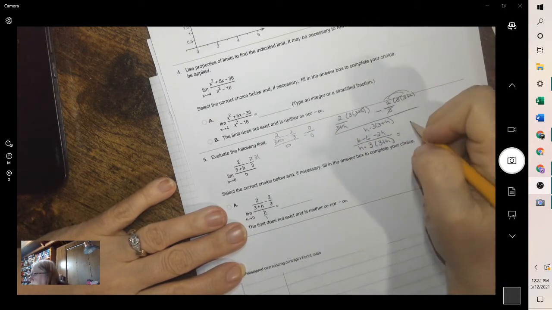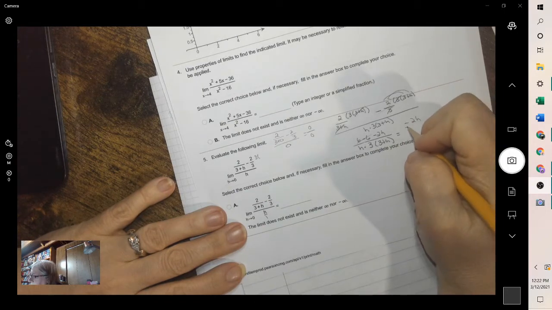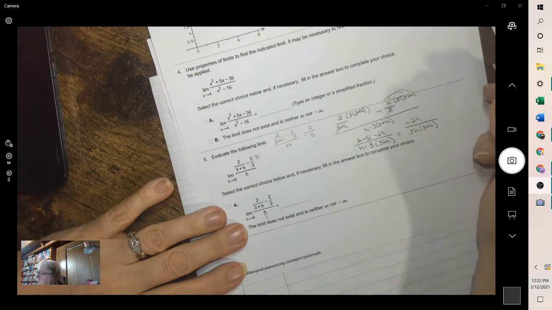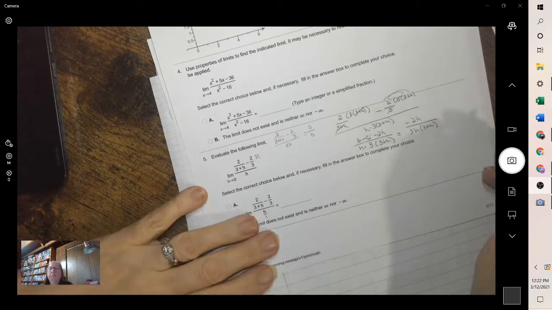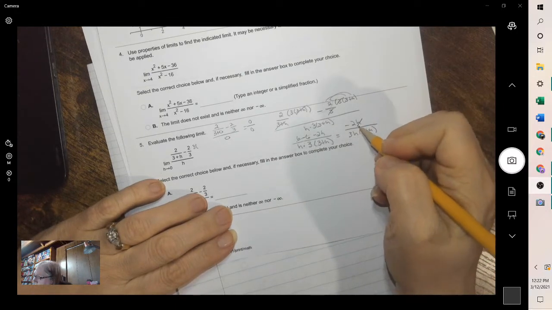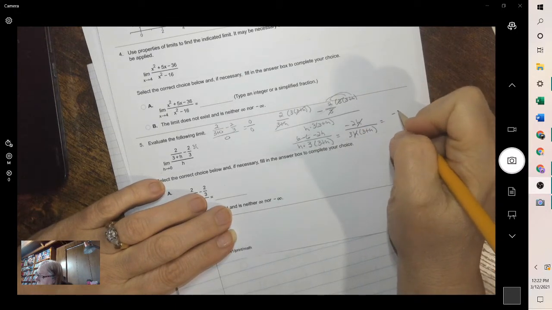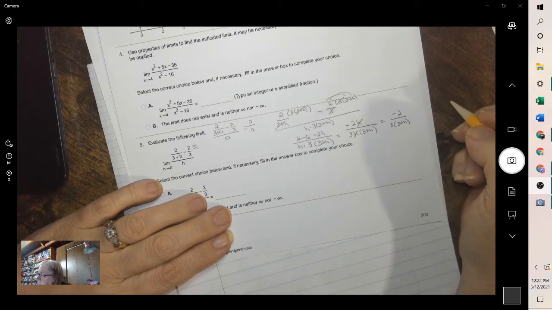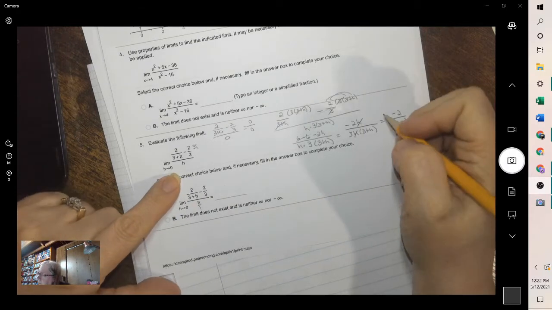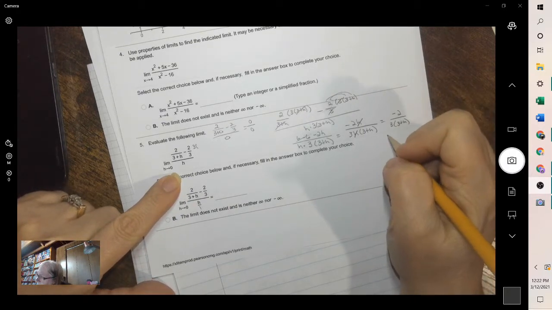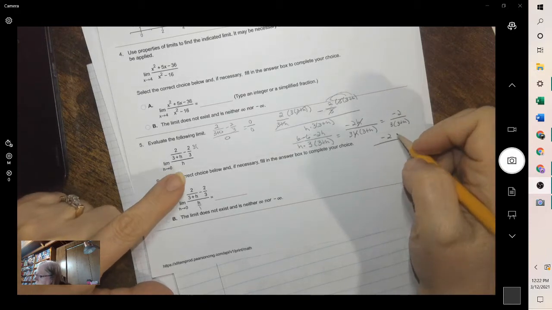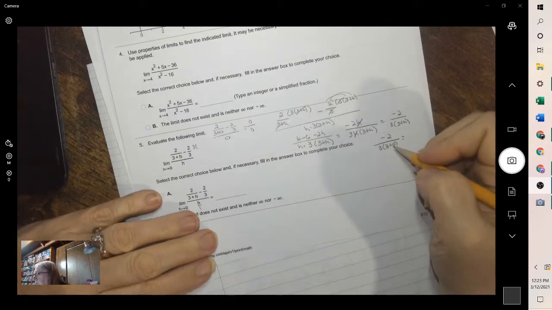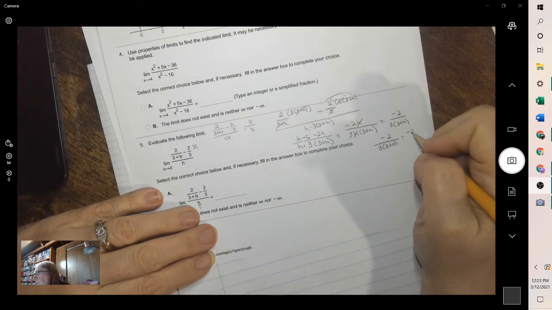The 6's cancel. And I left the bottom the same. And then the h's cancel and leave negative 2 over 3 times 3 plus h. Then we'll bring our limit back and plug in 0 because it's the limit as h approaches 0. 3 and 3 is 9, so negative 2/9.